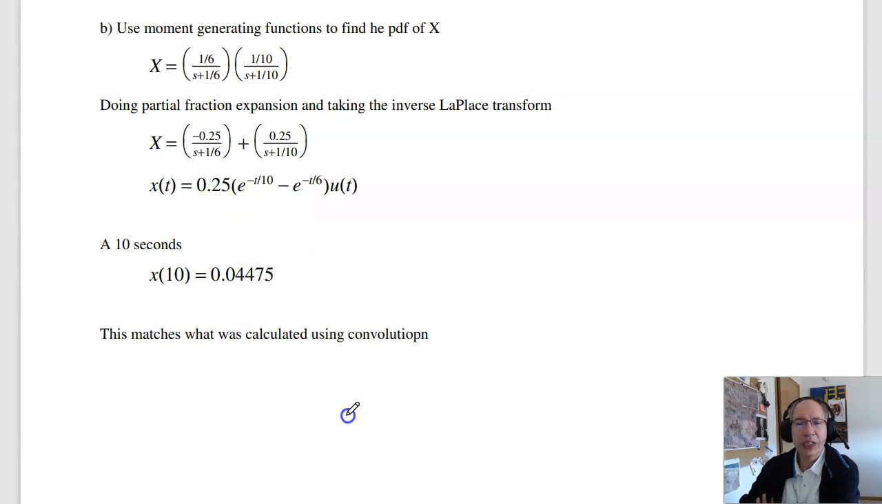With Laplace transforms, I can do the same thing. Here's the Laplace transform for D. Here's the Laplace transform for E, or in statistics, it's called the moment generating function for D, moment generating function for E. It's a Laplace transform.